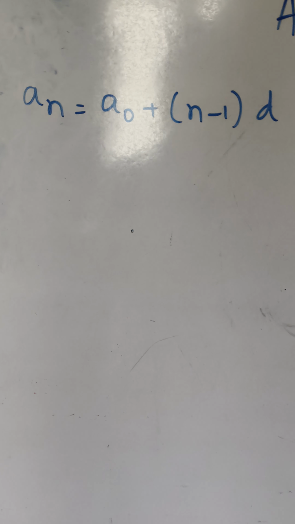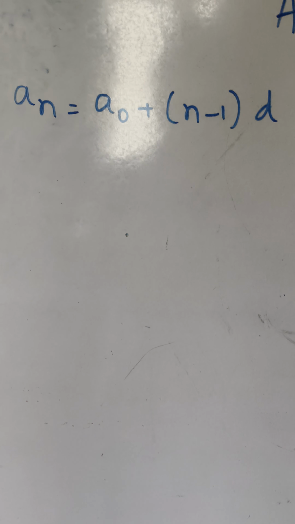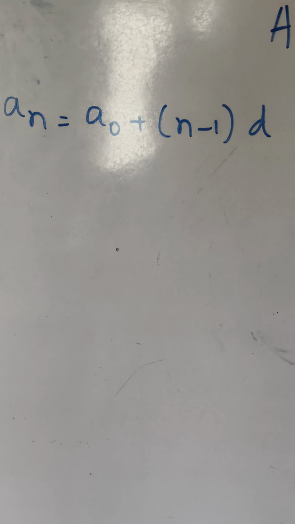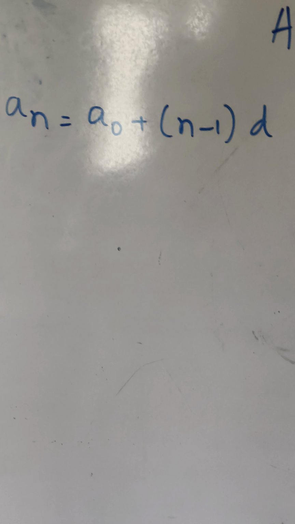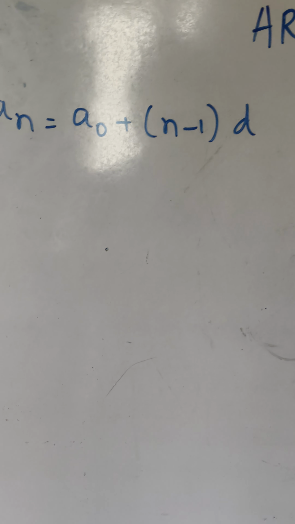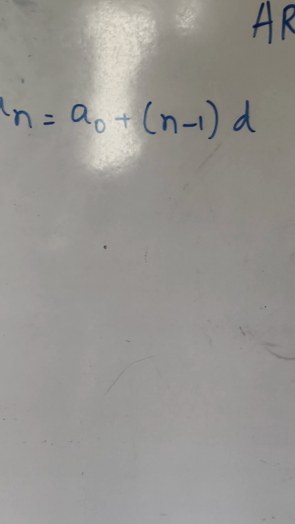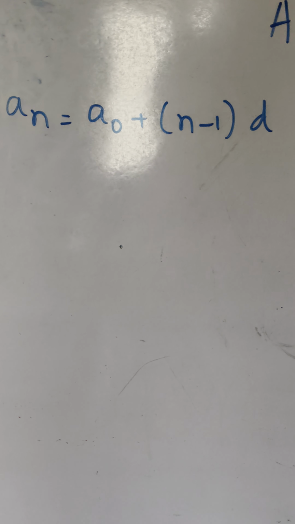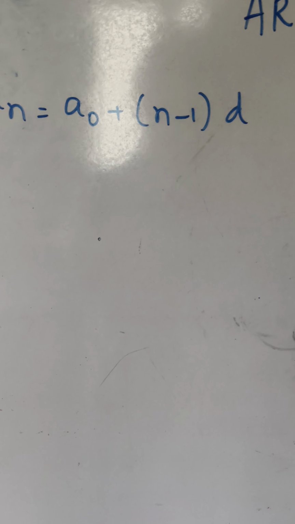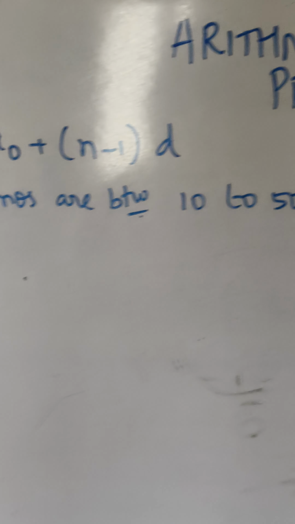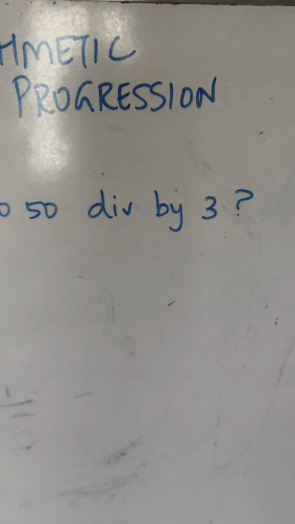Okay, what is this formula? a_n is the last number in the progression series. a_0 will be the first number in the series, and n is the number of numbers between the two range, and d is the difference of the numbers. When we are doing a divisibility by 3, then every number differs by 3. If it is a divisibility by 7, then the difference will be 7. Every number will be incremented by 7. Right? Now the question for us is, how many numbers are there between 10 to 50 divisible by 3?